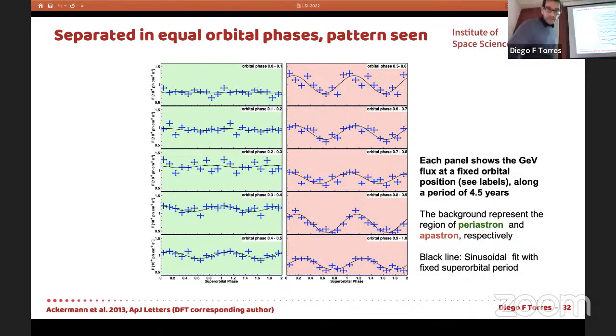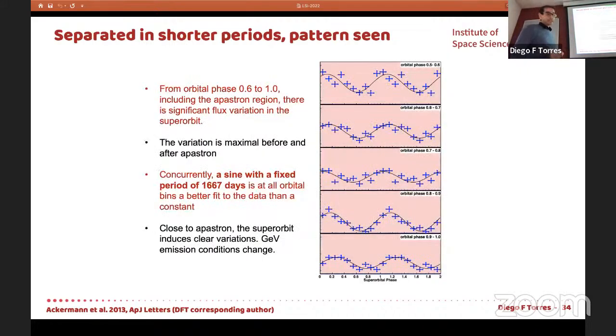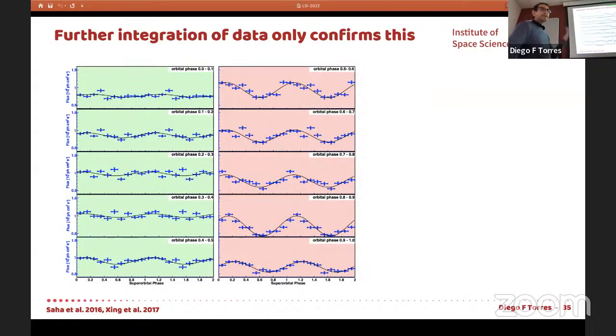So this was used to claim that in this part, the conditions for the GeV generation do not significantly change along the superorbital period, which is 4.5 years. Essentially, you have more or less the same emission. But in apastron, there is quite a lot of change over the superorbital period. Further integration of data, for instance up to another superorbital period in 2017, only confirmed these trends.